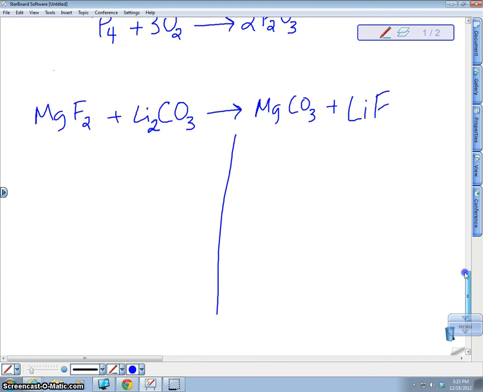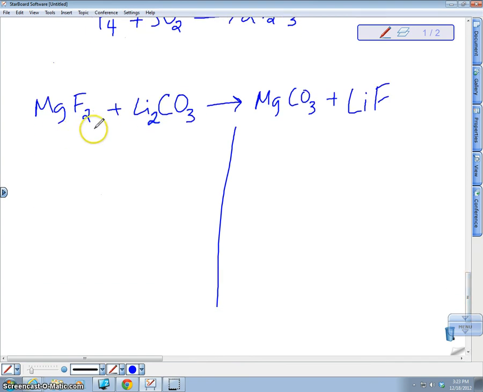Let's do one more practice one, because I don't want you to get nervous when you see something big and long like this. It's no different. You do magnesium, fluorine, lithium, carbon, oxygen. On the other side, the same thing. I'm going to do it in the same order because that makes it easier.